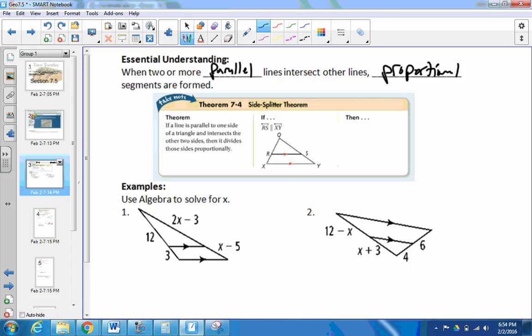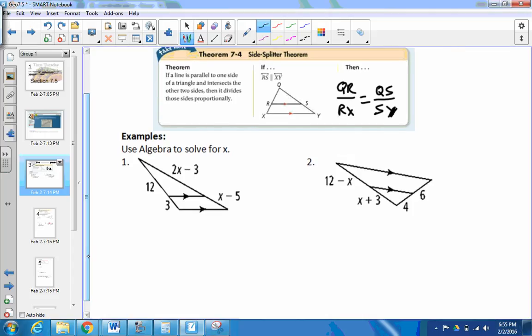And if we have this line dividing, RS, parallel to XY, then it divides it up so that the ratio of QR to RX would be equal to QS to SY. So those ratios are equal. That makes up a proportion.